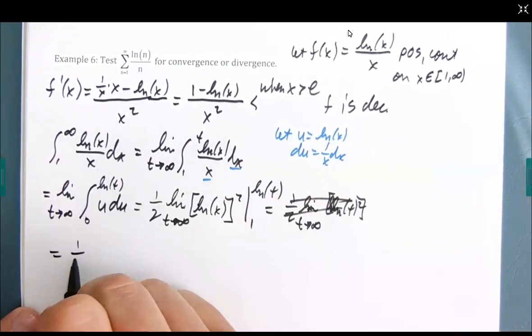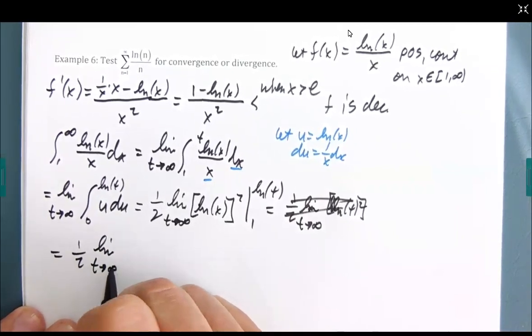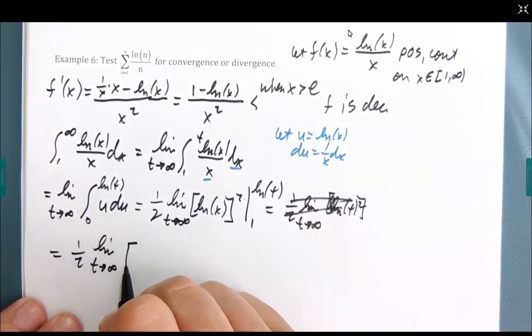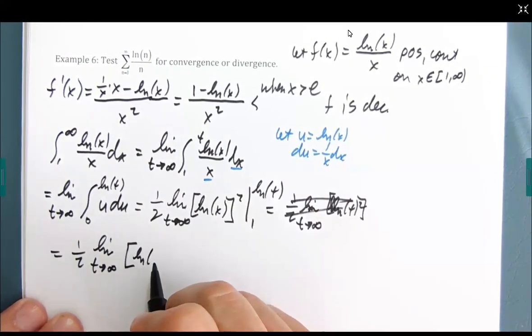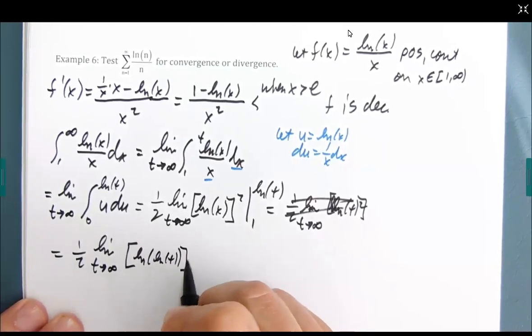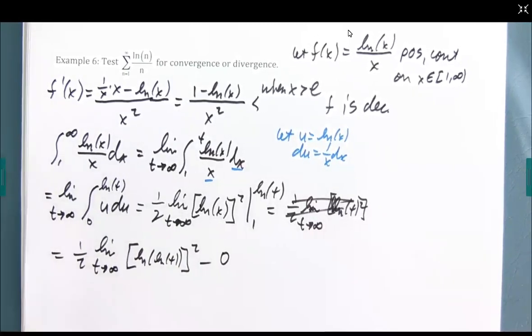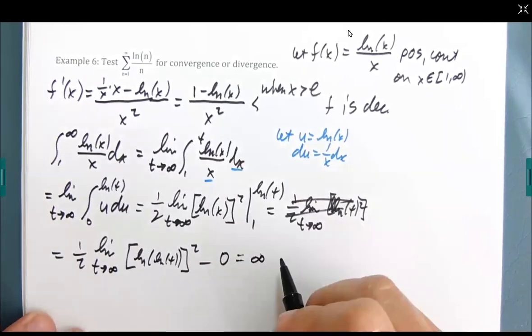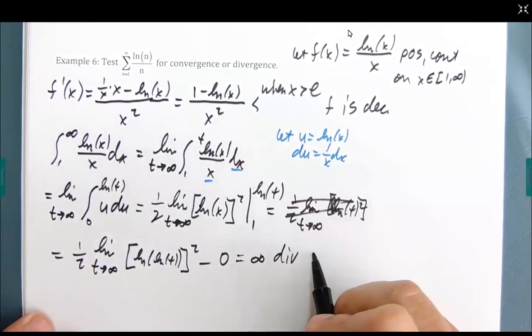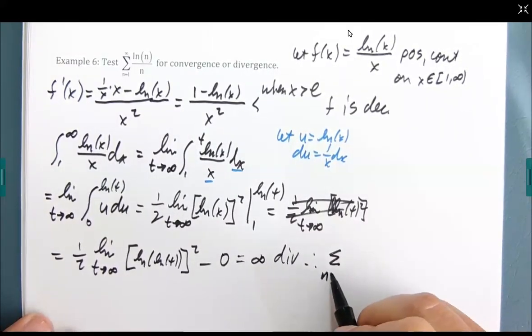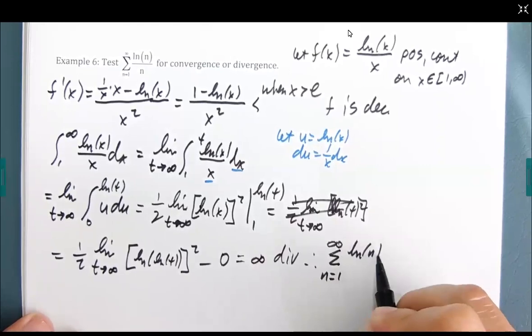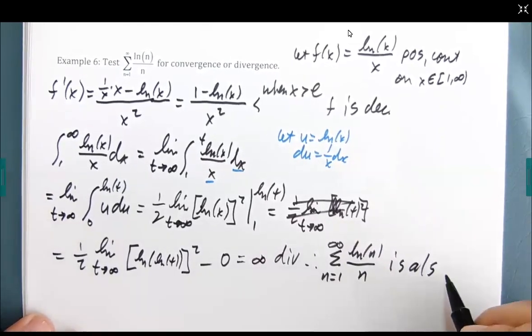So this gives us 1/2 the limit as t goes to infinity of the ln of the ln of t squared minus. Now when I plug in 1 there, that's 0. 0 squared is 0. And the natural log of the natural log of t, as t goes to infinity, it slowly, slowly, slowly goes off to infinity, which means that integral is divergent, which means the series is also divergent.